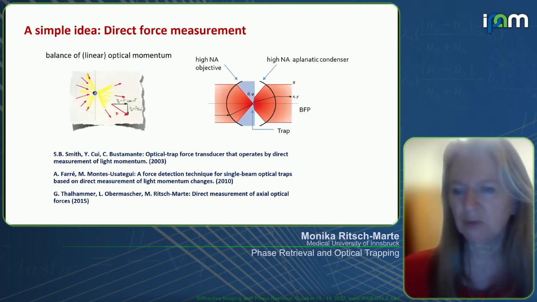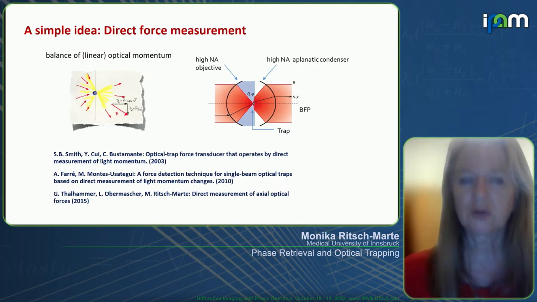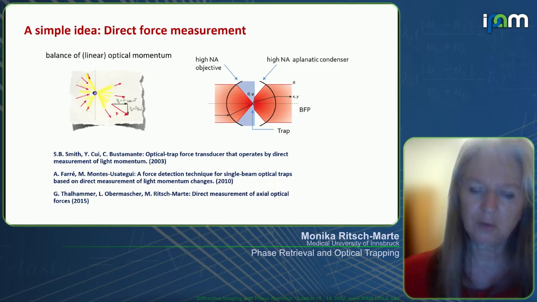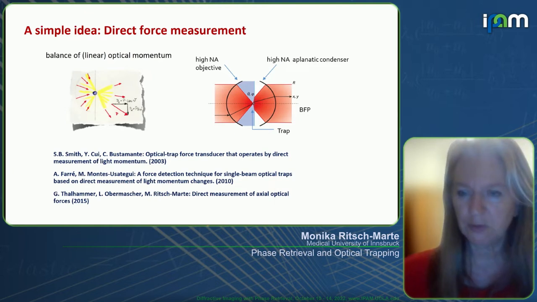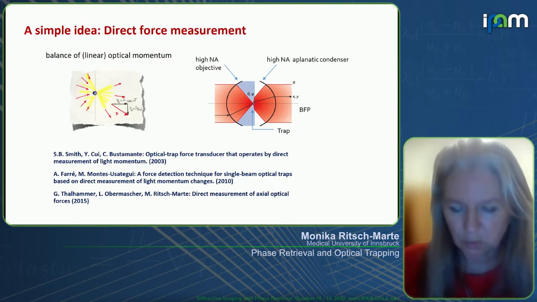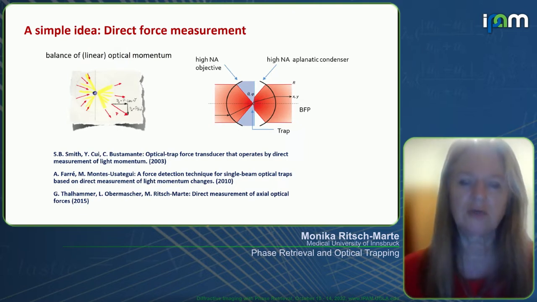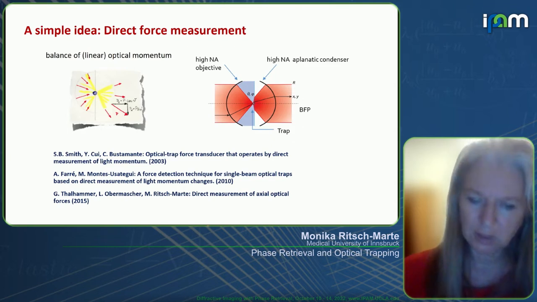So there have been ideas around to get a more direct force calibration by going to the very simplest principle one can think of. A really simple idea of direct force measurement is to keep in mind that according to Maxwell theory, the ingoing momentum is related to the local k vectors, so the local momentum of the light, the propagation direction, and can be calculated as a linear momentum from Maxwell's stress tensor.